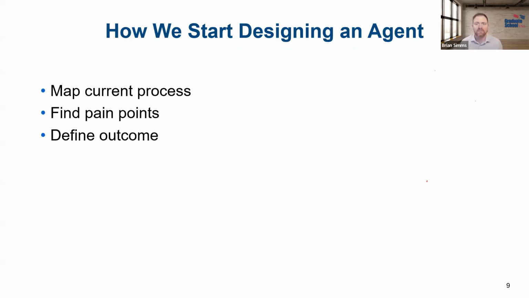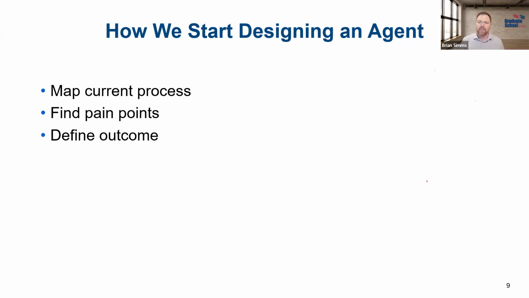So how do we start making these things? Well, a couple things we want to do. We want to map our process, identify the pain points in that process, and define the outcome for that process. And this is just a mental checklist, right? And the order here matters. So let's walk through this in an example scenario that will hopefully help synthesize this for us.